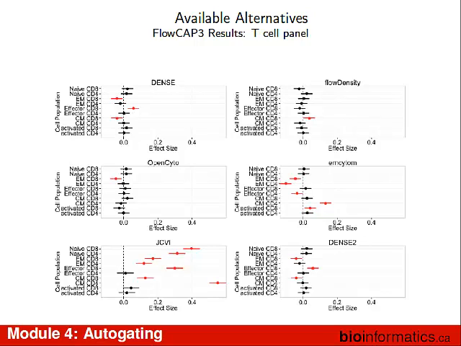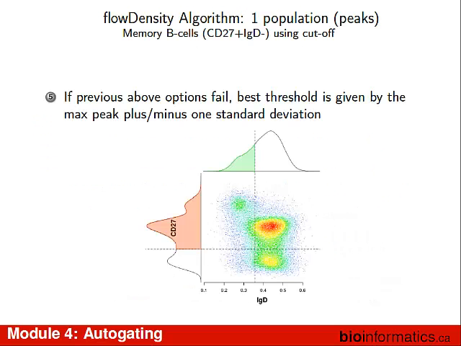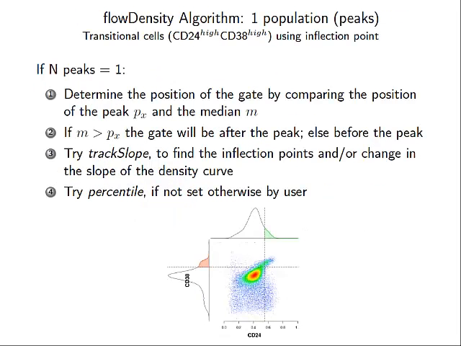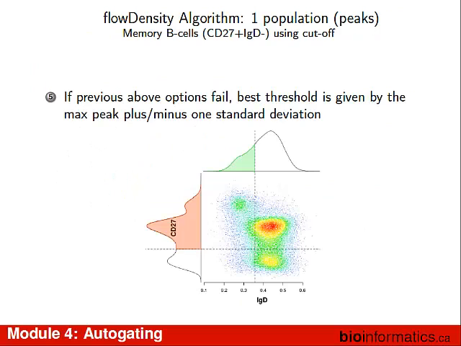I'm looking at the figures for the flow density algorithm. We've got four slides: the flow density algorithm with three more populations versus the figure with one population. And to my eyes, it looks like in either figure we have three blobs. It depends which part you look at.